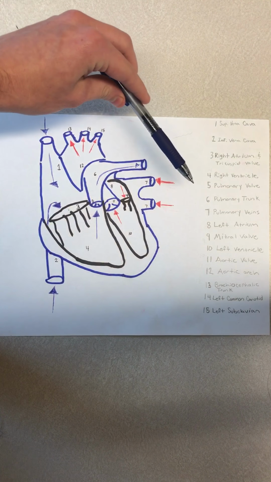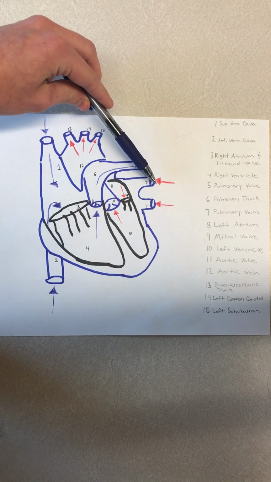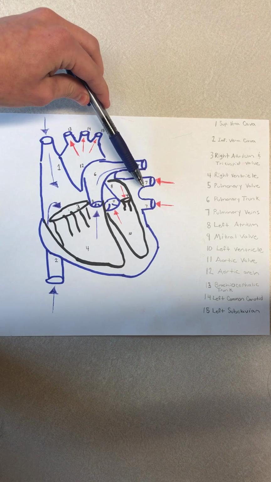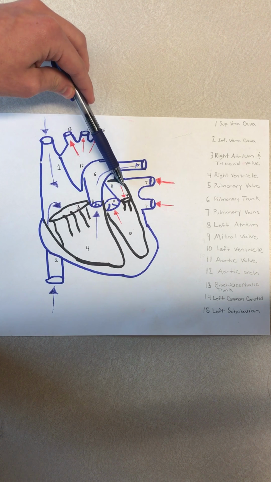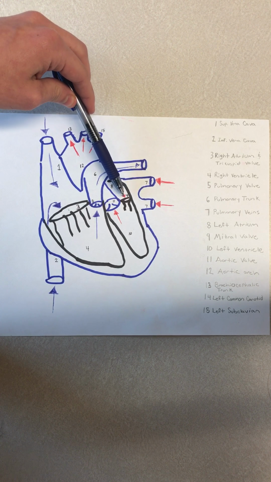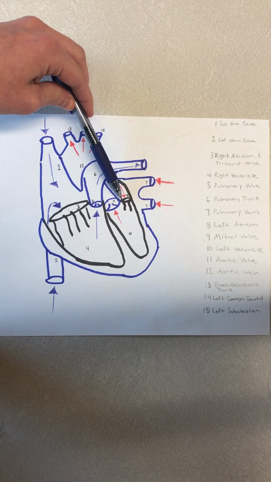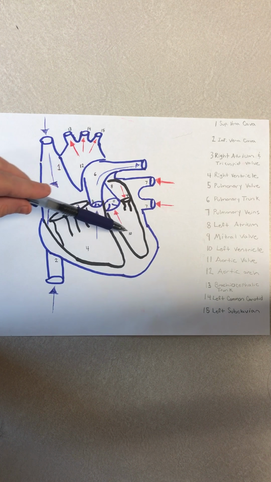The oxygenated blood will flow here to the pulmonary veins. The pulmonary veins will travel into the left atrium, which is located right here. From the left atrium, it's going to go to the mitral valve. From the mitral valve, it's going to flow into your left ventricle, which is located here.